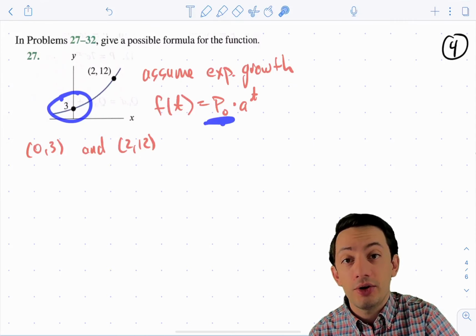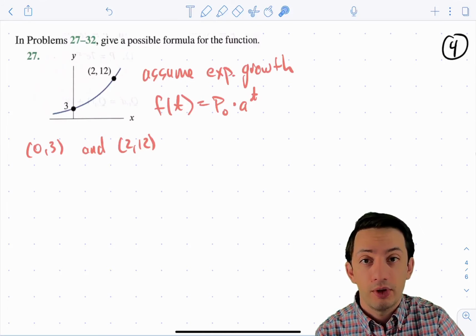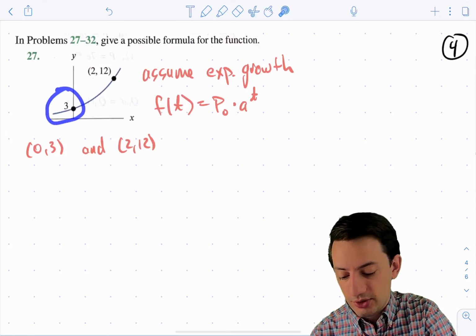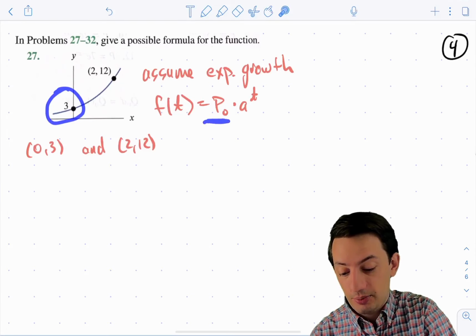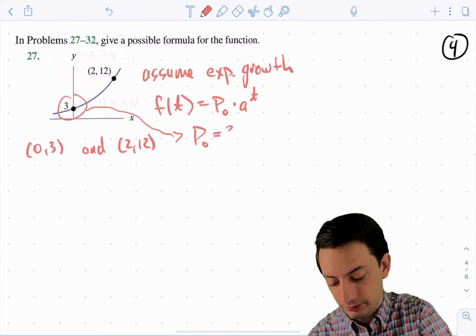Now, if you didn't notice that, you could do the exact same thing as in the last question. You'd write out the 2 equations, you'd solve for a, then you'd solve for, in this case, p0. But we can be a little bit smarter the way we do this. This is the y-intercept, and so that is our p0. So because of that, we know p0 equals 3.